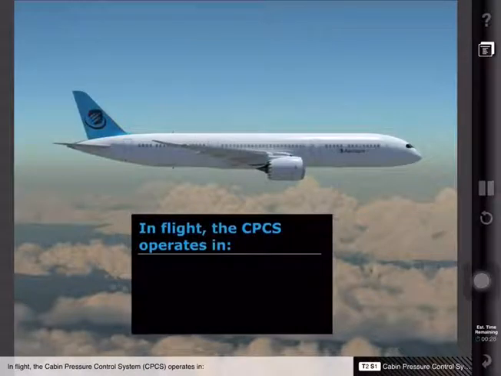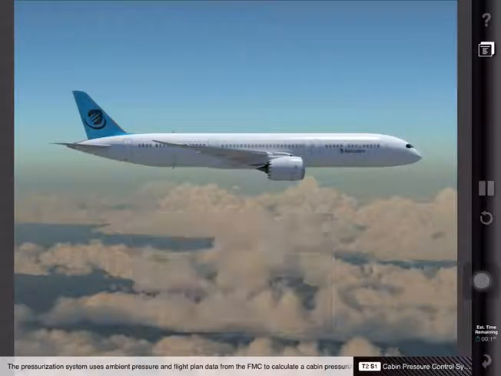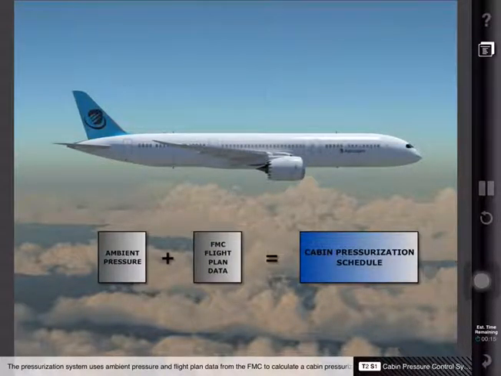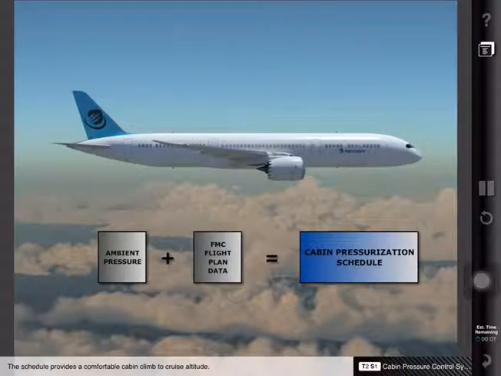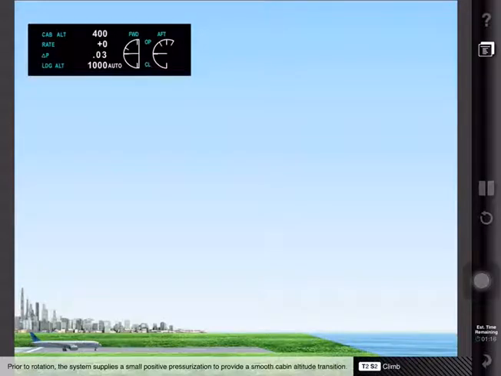In flight, the cabin pressure control system operates in climb mode, cruise mode, or descent mode. The pressurization system uses ambient pressure and flight plan data from the FMC to calculate a cabin pressurization schedule. The schedule provides a comfortable cabin climb to cruise altitude. Prior to rotation, the system supplies a small positive pressurization to provide a smooth cabin altitude transition.